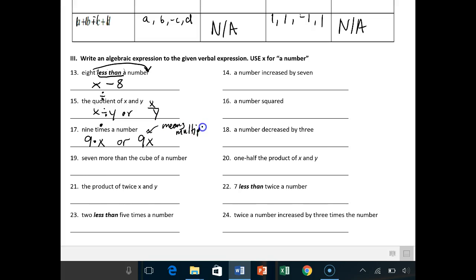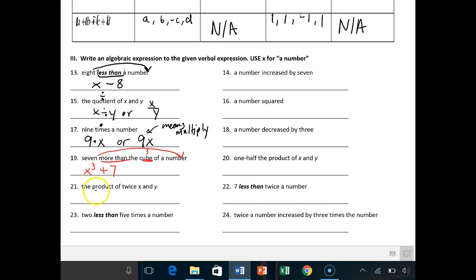9 times some number we don't know yet. 7 more than the cube of a number. So the cube of a number is x, and x cubed really means x to the third. That's what the cube means, to the third, right? So x cubed, and "more than" means plus 7. So why is the 7 after x to the third, or x cubed? Because of that key phrasing, more than.